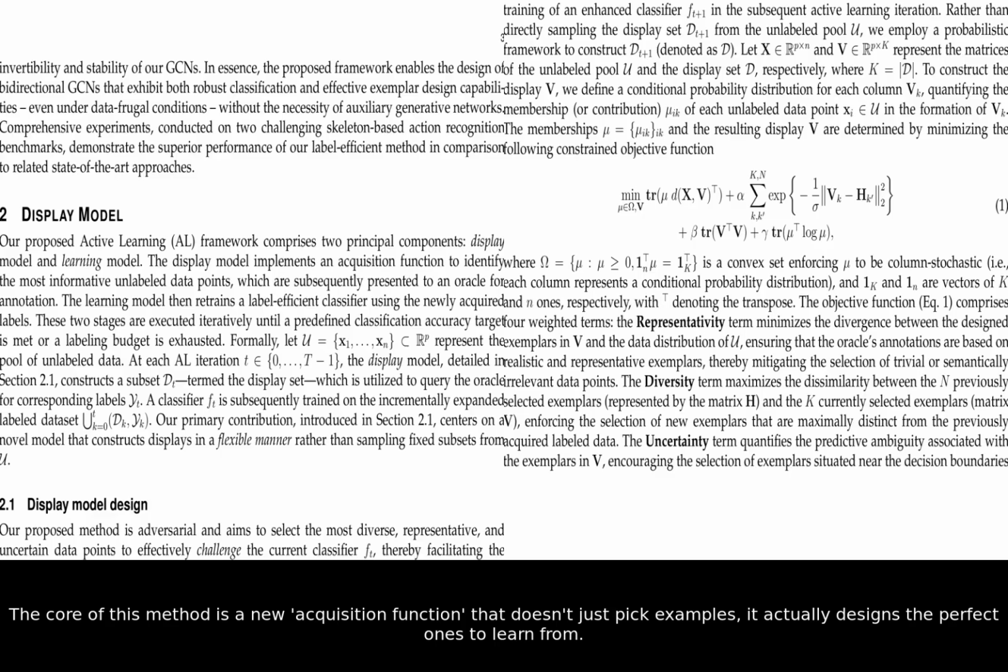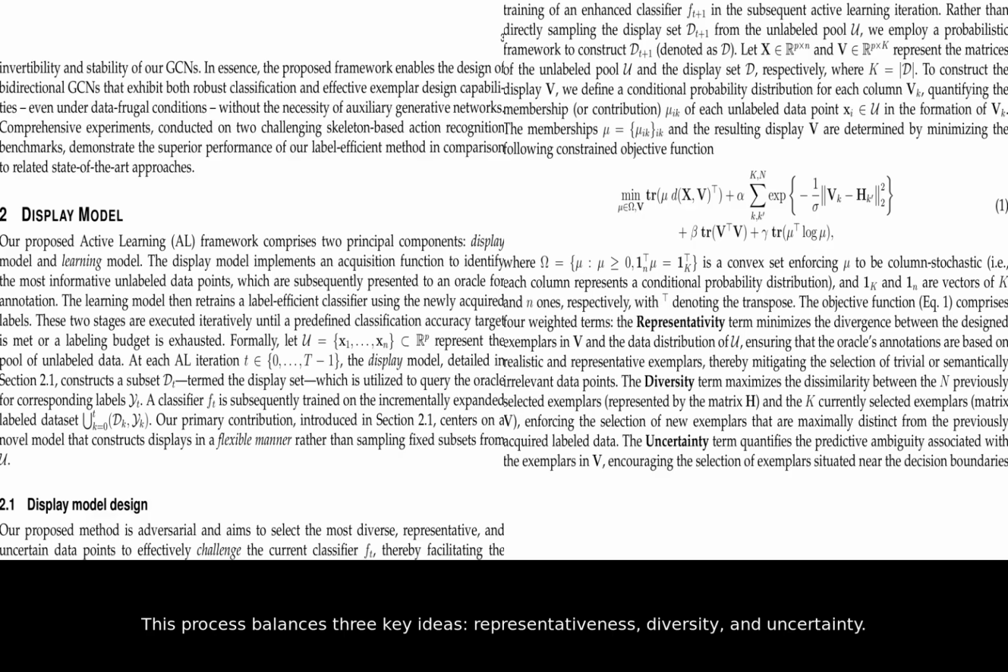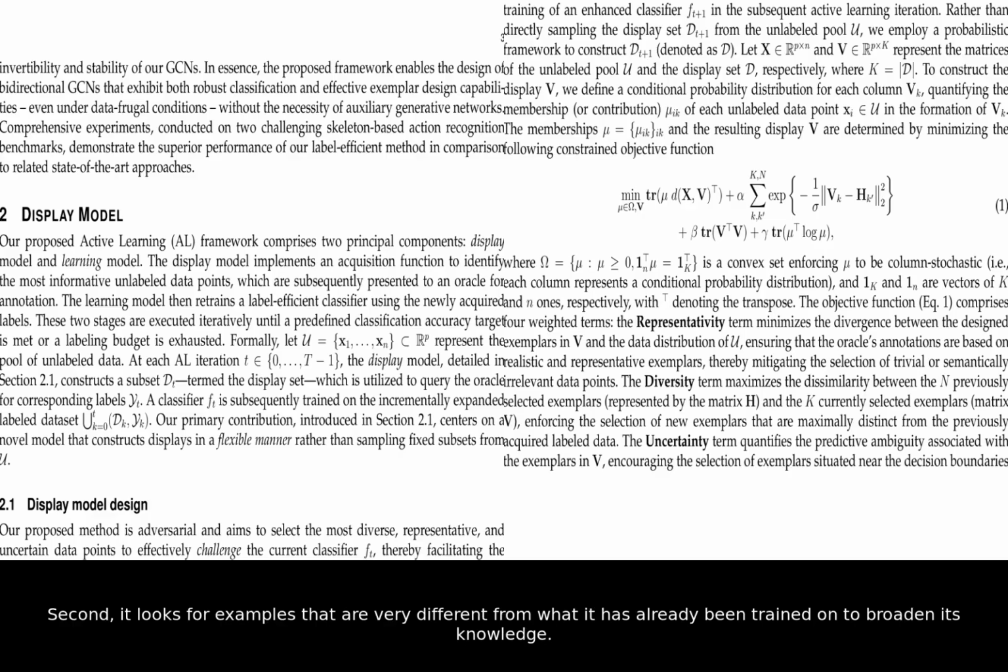The core of this method is a new acquisition function that doesn't just pick examples, it actually designs the perfect ones to learn from. This process balances three key ideas: representativeness, diversity, and uncertainty. First, it wants examples that are typical of what it might see in the real world. Second, it looks for examples that are very different from what it has already been trained on to broaden its knowledge. And third, it specifically requests examples that the AI is currently most confused about, directly targeting its weaknesses.